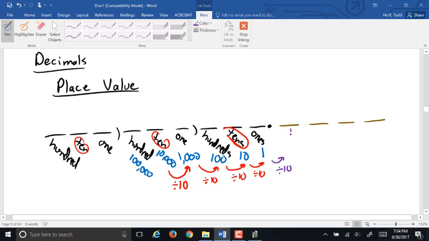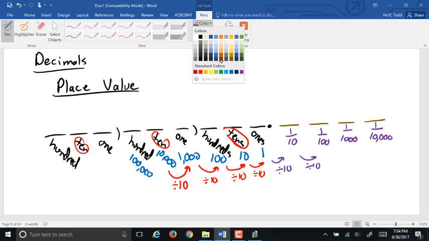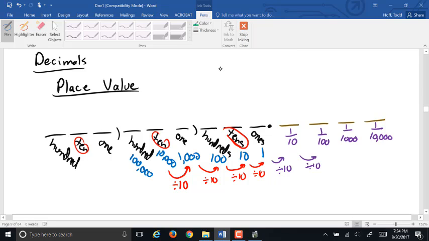What is 1 divided by 10? 1/10. Dividing by 10 again would be 1/100th, and 1/1000th, and 1/10,000th, and so on. As you look at those place values, you might be thinking those look suspiciously like fractions, and they are. Decimals are nothing more than a shortcut way of writing some very specific fractions.